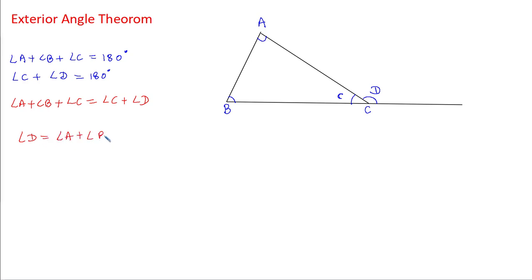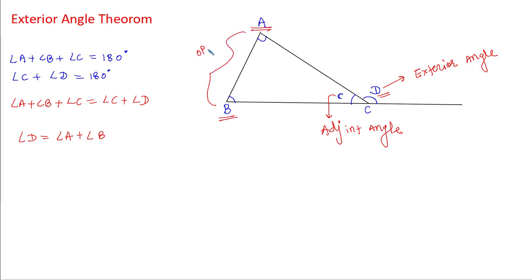Okay everyone, so angle D is called the exterior angle, whereas angles A, B and C are called interior angles. For angle D, angle C is called the adjacent interior angle, whereas angle A and angle B are called the opposite interior angles with respect to D.